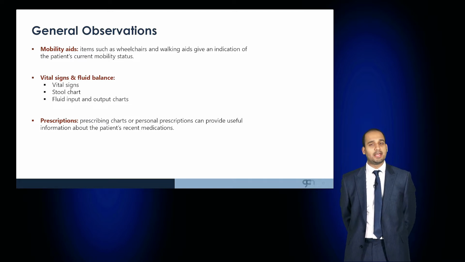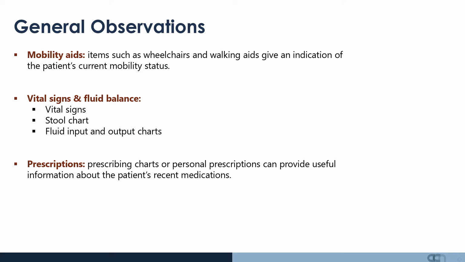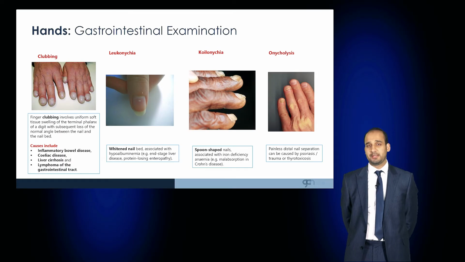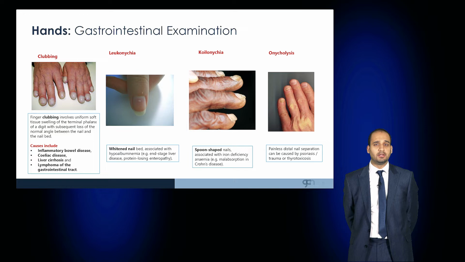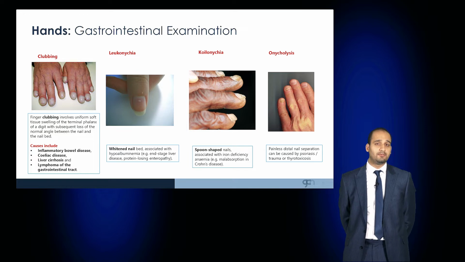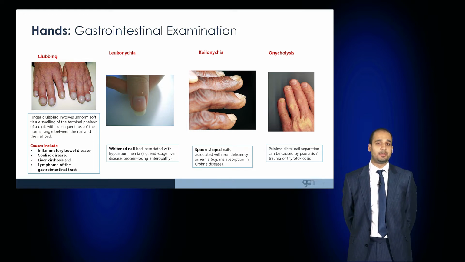This will provide you an idea of the functional status of the patient and will help you manage the patient. If there are any vital sign charts or fluid balance charts or prescription charts, inspect these to help you determine the clinical status of the patient. Now move on to examine the patient's hands. There are several important signs that you should be looking for in the hands in a gastrointestinal examination.